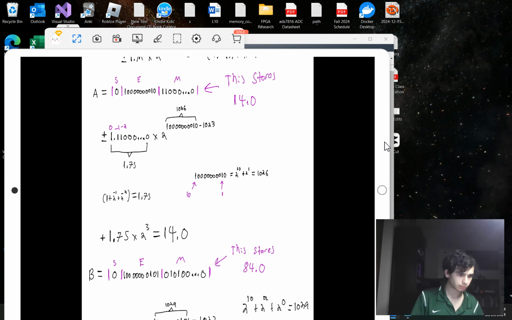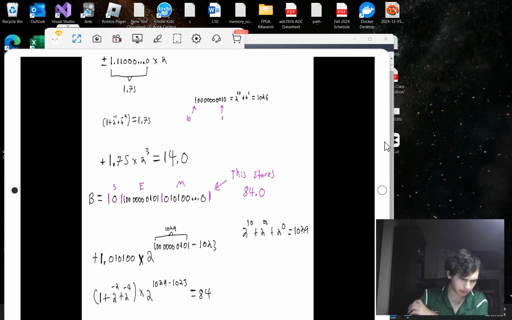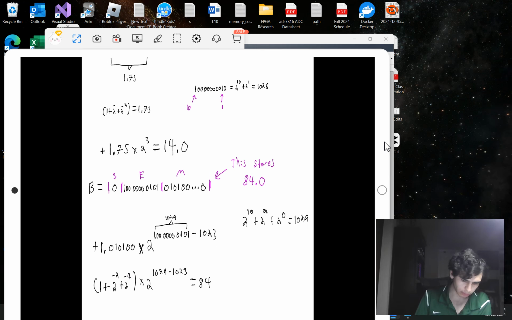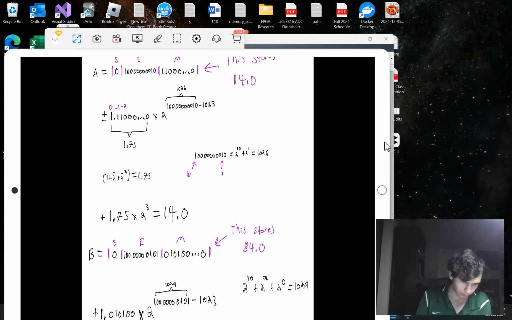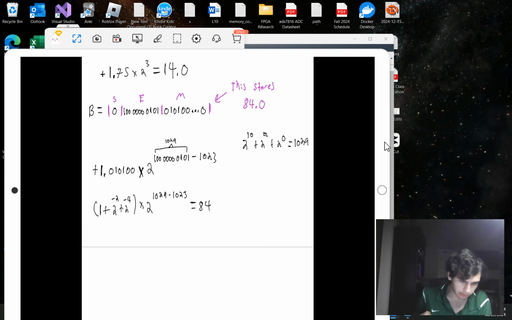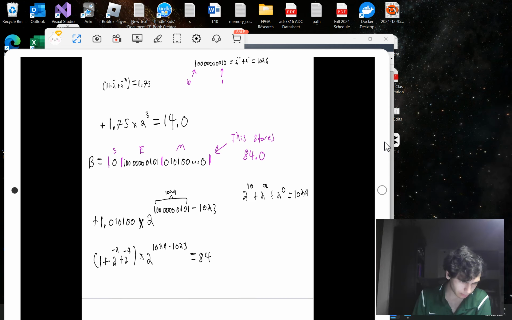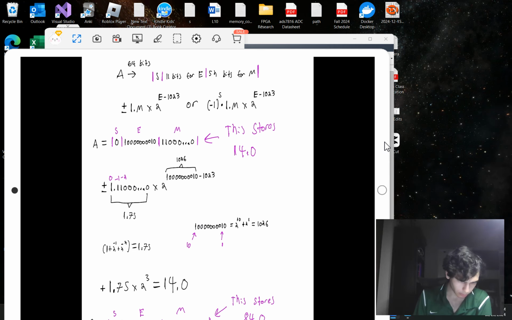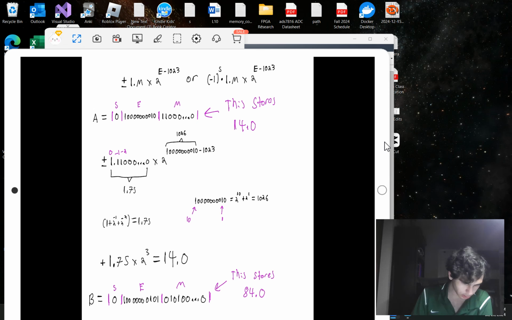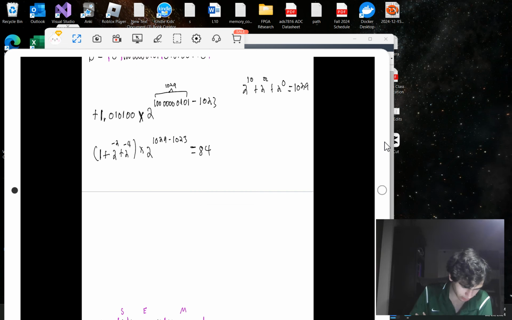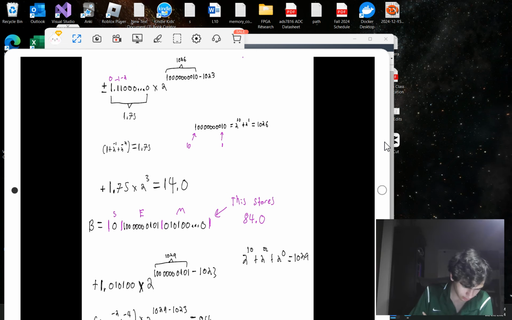All right. Now that we have two numbers, let's go about how we would multiply them using floating point. And we're going to do it using these two values. So let's do that real quick. So we got A, we got B.